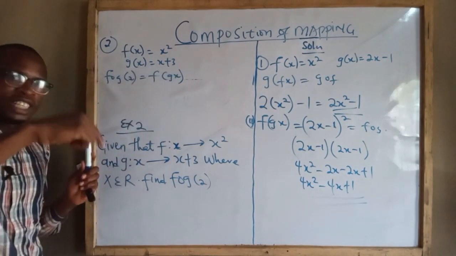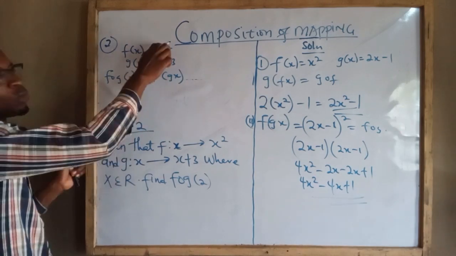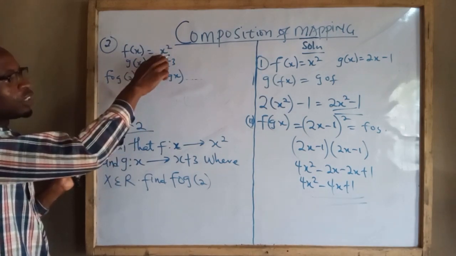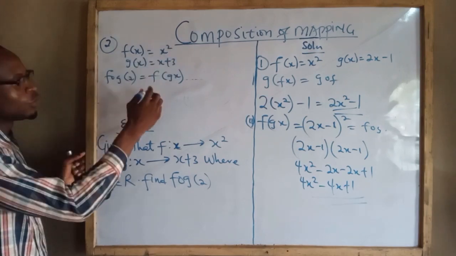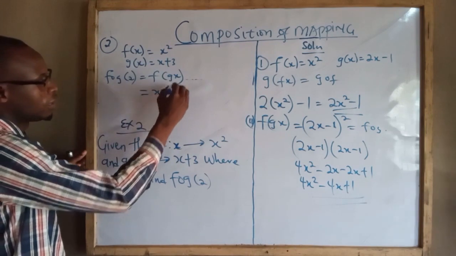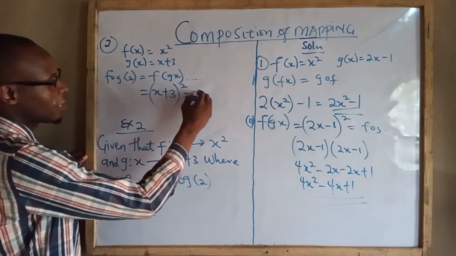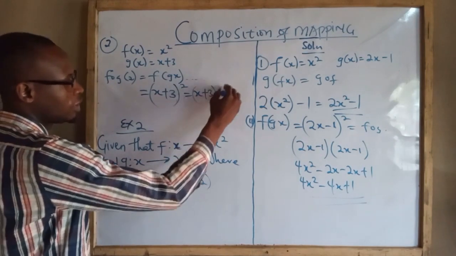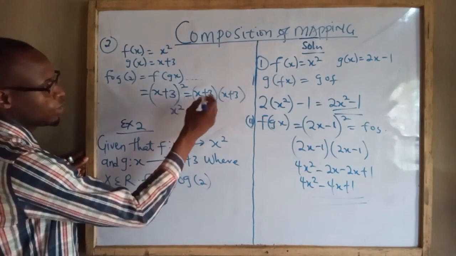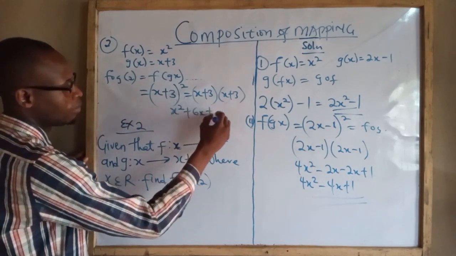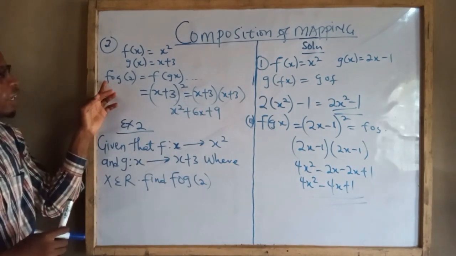We need to find f of g(x) first before we replace the value of 2. So of course, the first letter here is f, as we want to write the function back, but there is just x squared here. So anywhere we see this x here, we are replacing it with x plus 3. So this becomes x plus 3, then because it has a square, you square it like that. So when you expand this bracket, you have x plus 3 and another x plus 3. By expansion, you are going to have x squared plus 6x plus 9.